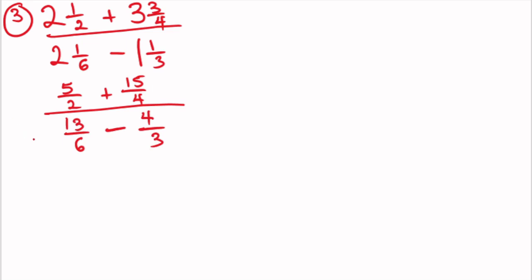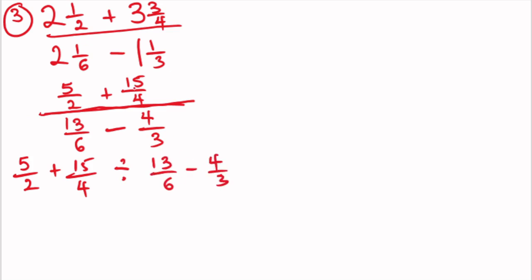So looking at this kind of question, we notice that at the numerator we have a fraction, at the denominator we also have a fraction. So what we're going to do is change this long dividing line to the division sign and rewrite how this question came. So this becomes 5 over 2 plus 15 over 4. Now this long line becomes divided by. We are going to use the division sign. Now 13 over 6 minus 4 over 3.